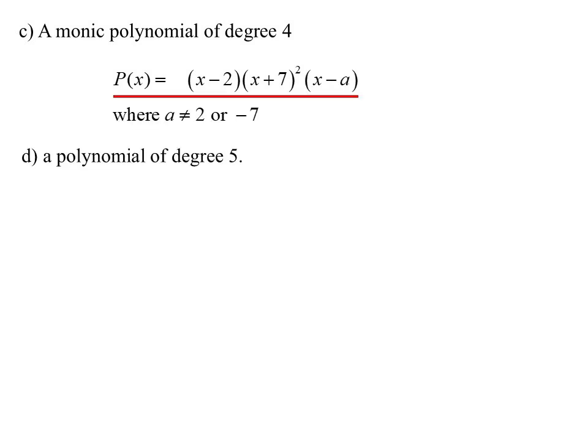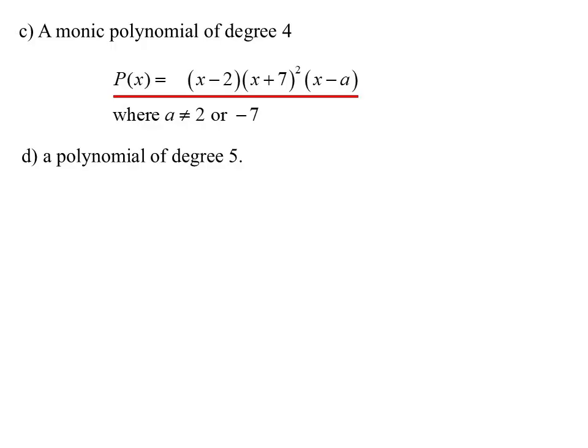If it was a monic polynomial of degree 4, again, I know I've got those two factors, but it's of degree 4, so it could be multiplied by some other linear factor, but a could not be 2 and it could not be negative 7. Again, it would change the nature of those roots.